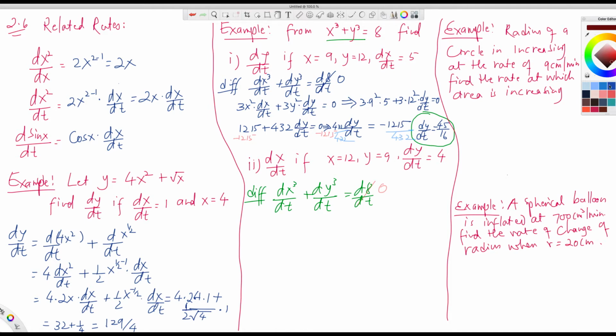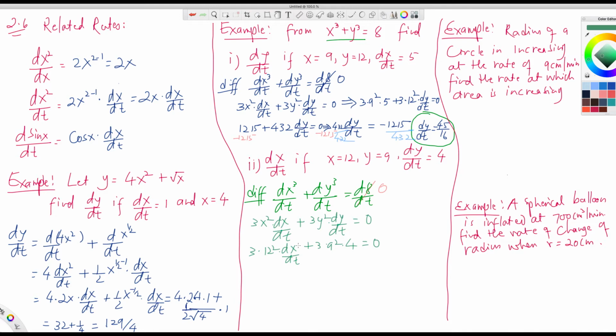So what do we do then? We find the derivative of x cubed with respect to t, which will be 3x squared times dx over dt, plus 3y squared times dy over dt equals 0. Now we plug in the values of x and y. So 3 times 12 squared and dx over dt, which you need to find, plus 3 times 9 squared and dy over dt, which is 4, equals 0. So you simplify this and solve for dx over dt.